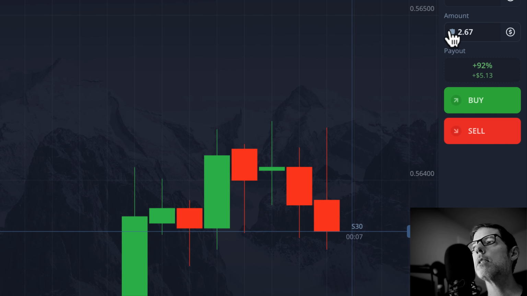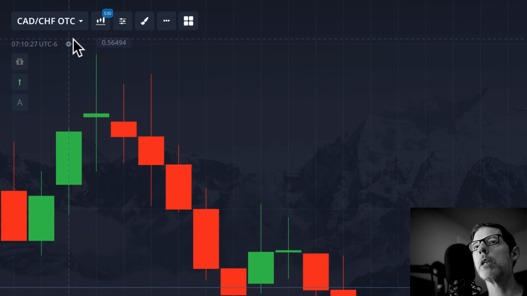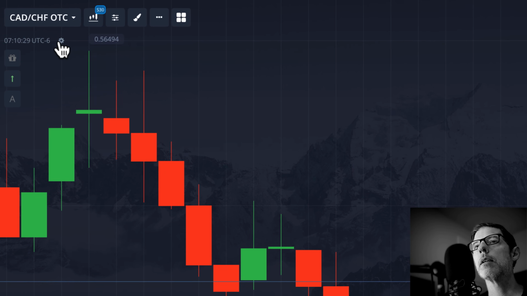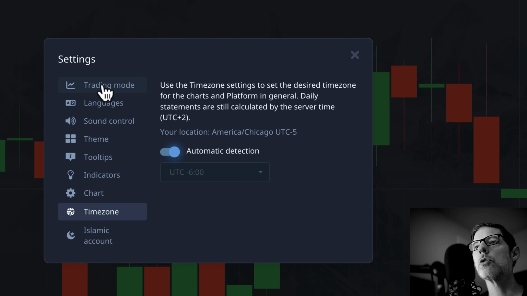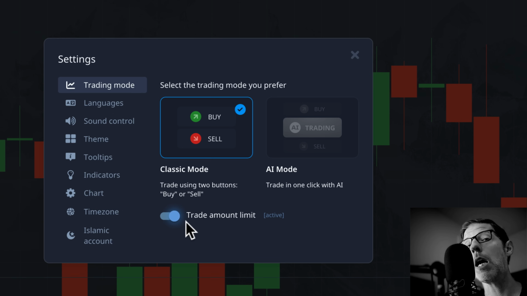If you don't see that option turned on, here's what you do. You come over here to the little gear icon up here, click on the gear icon, click on trading mode, and right here there is a switch that says trade amount limit. And I think this is off by default. And sometimes if you refresh the screen or if you restart your computer, Pocket Option may place this back to the off position. So just keep an eye on that.